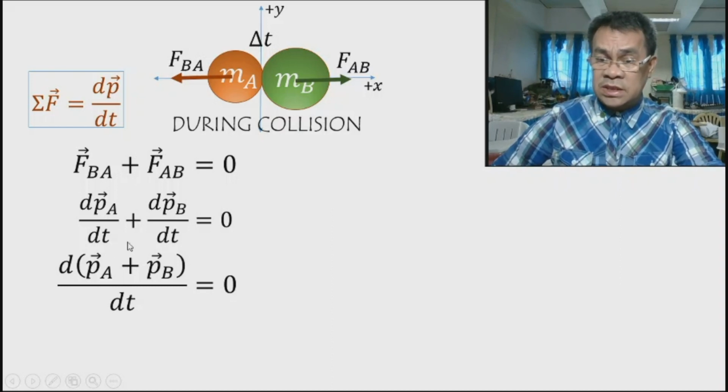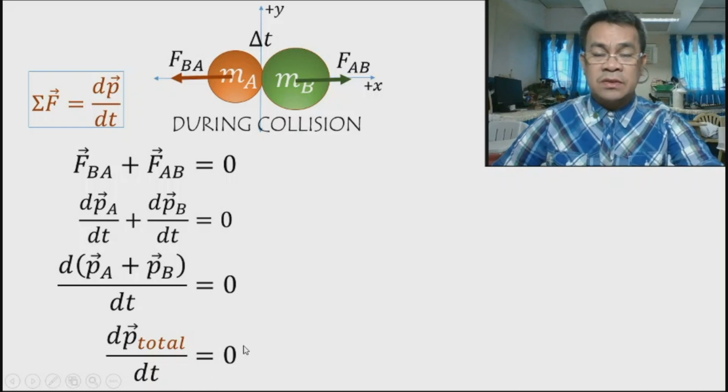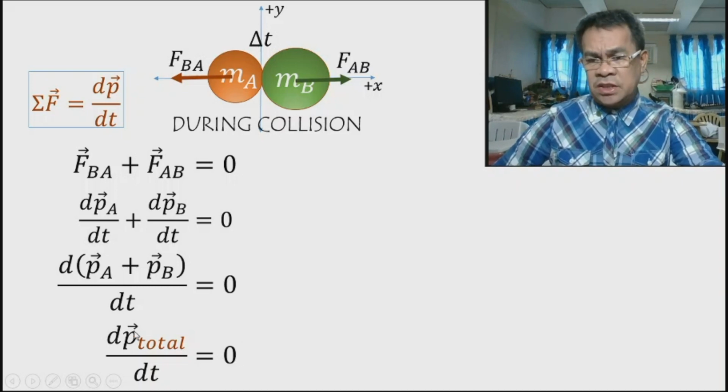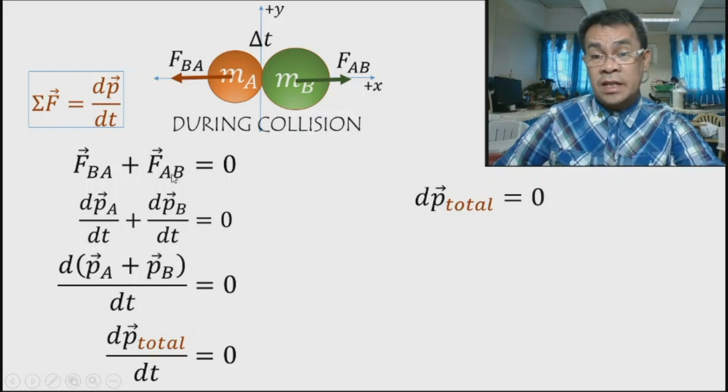Okay? So take note, this is the sum. So therefore, we can call it the total momentum, because if you add momentum A plus momentum B, the result will be the total momentum. So call it dP total, which is equal to d of momentum A plus momentum B with respect to t. The sum should be 0, which means the change in the total momentum with respect to time is always equal to 0. So if you sum up the force B exerts on A with the force that A exerts on B, it should be equal to the change in total momentum, and the result should be 0.